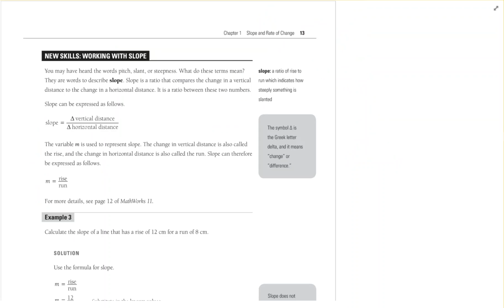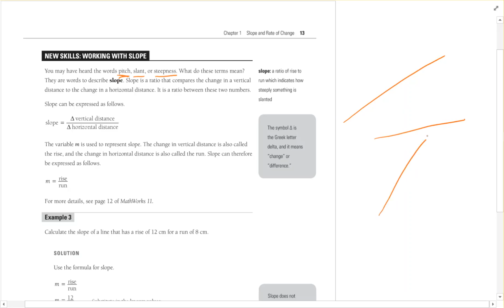Okay, so now we are going to be moving on to something called slope. Now that we know these ratios, we can start talking about slope. Maybe you've heard the words pitch, not like singing, more like how slanted something is. So pitch, slant, or steepness. What do they mean? Well, they're really talking about slope, like how sloped is something. Is that more sloped than that? So we're going to be able to start giving these numbers now, actually putting some kind of value to that.